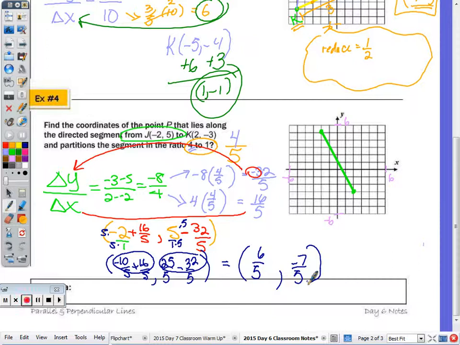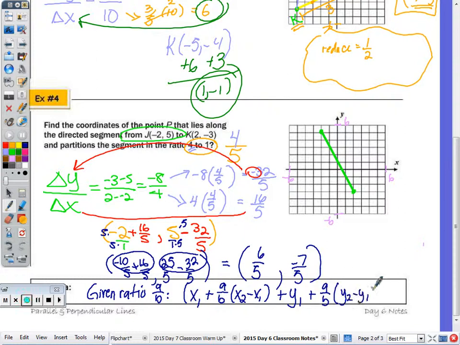I'm going to give you the formula for this. I would suggest you do it as we did. We just did both those questions without a formula, but some of you like formulas. So the formula would be, given ratio A over B, you take the x1 coordinate and you add that ratio times the run, which is x2 minus x1, and then you take your y coordinate and you add that ratio times your change of y over change of x for your y values. So that's the formula given the ratio A over B.